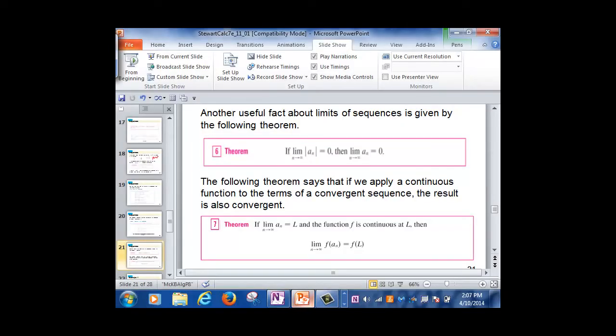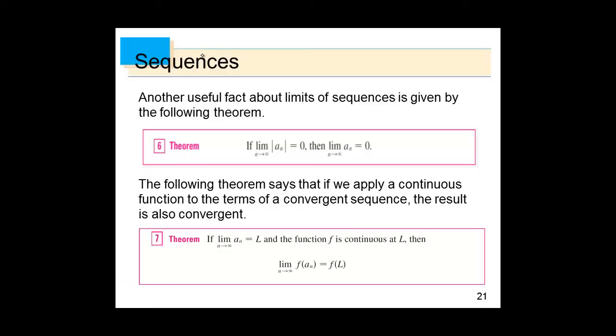Okay. The next theorem says the following: if the limit of the sequence a_n is L, and suppose that f is a continuous function, then the limit of f of a_n is equal to f of L. So if the limit of the sequence a_n is L, and if the function f is continuous at L, then the limit of the sequence f of a_n is f of L. Okay?